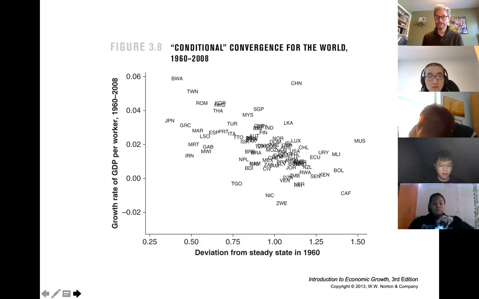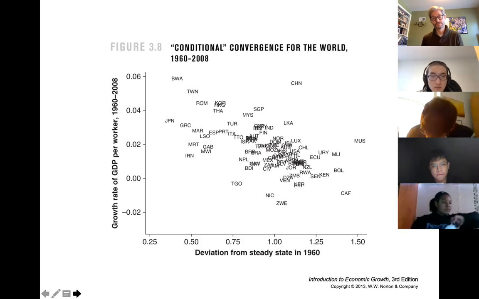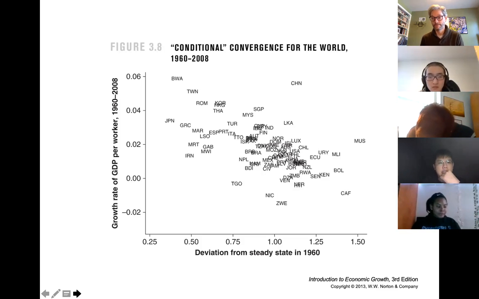I mean, once again, everything isn't falling on a perfect line, right? So there's a lot of noise in this data. Probably a lot of that noise is, once again, there's a lot of things that we cannot directly measure very well, right? Our data is limited. But given the limited data that we have, yeah, there does appear to be some conditional convergence.